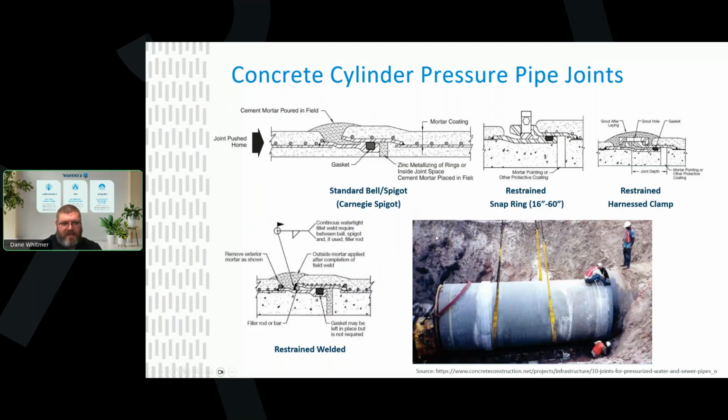If it's a standard bell and spigot, they come back and, I call it a diaper, they put a diaper around the pipe joint and fill it with grout, and that provides a corrosion protection layer against the soil.